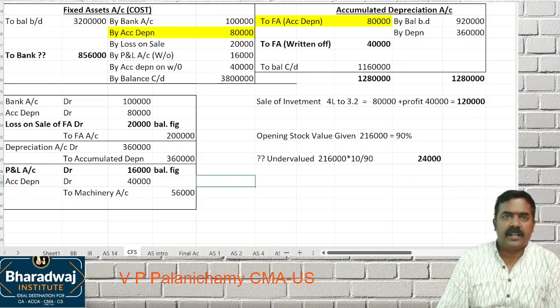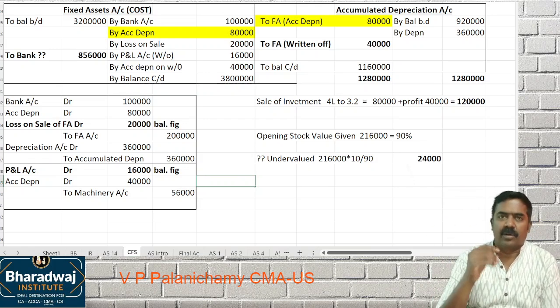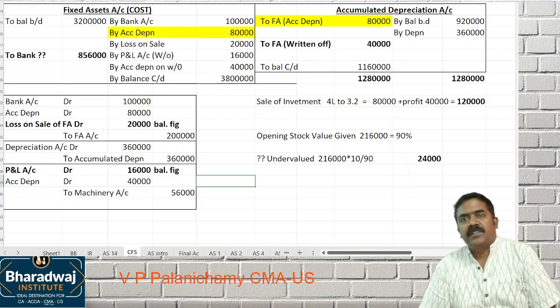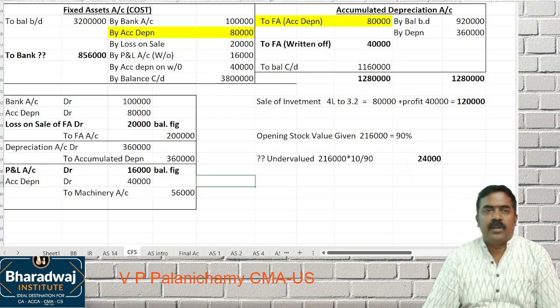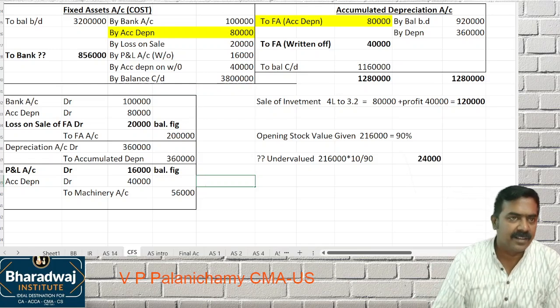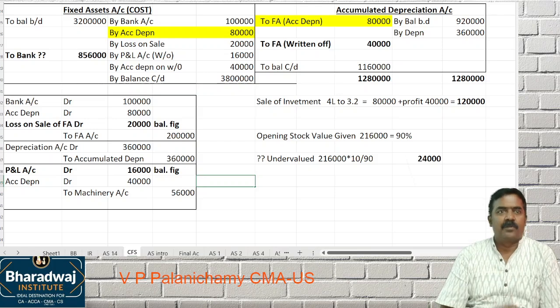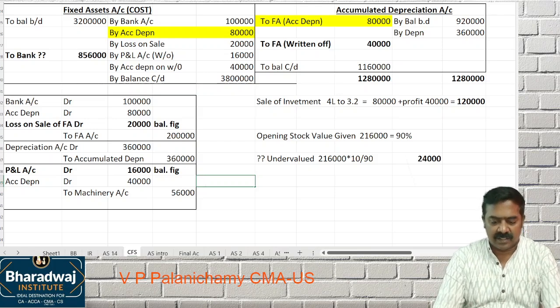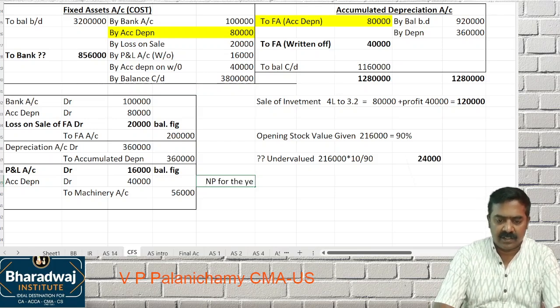Opening stock is a debit item. In the trading account, if opening stock is understated, if opening stock is undervalued, the debit comes down, so profit gets overstated. Tell me the net profit for the year.